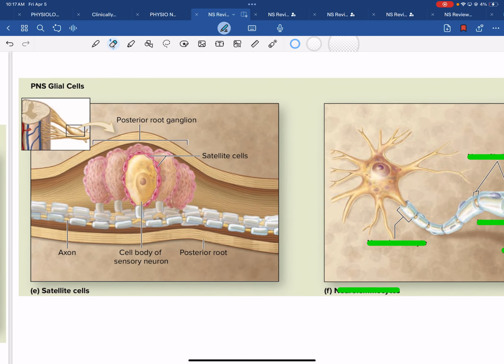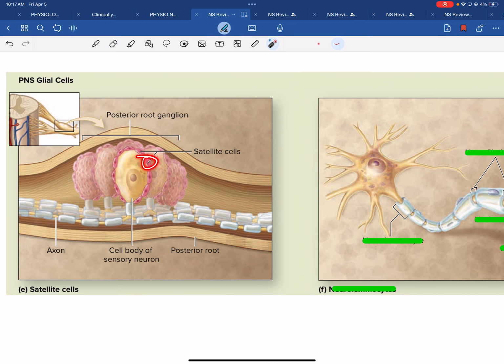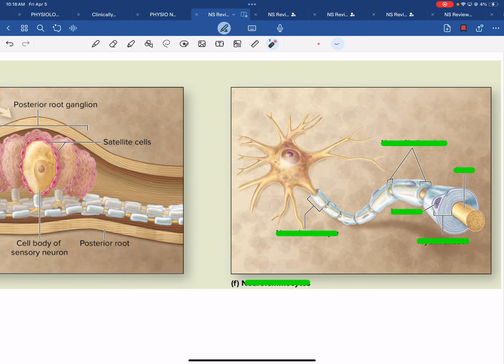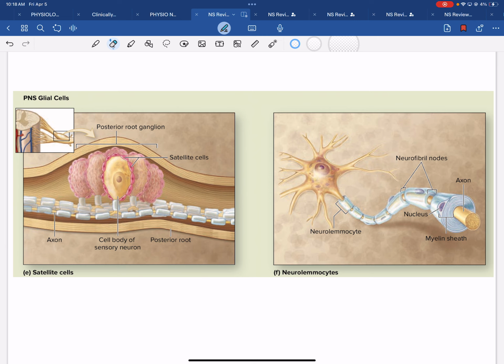What was the function of satellite cells? Support and protect. They regulate the exchange of nutrients and waste? Right, exactly. So they regulate the exchange of nutrients and waste between the neuron and the extracellular fluid. That sounds similar to which glial cell of the central nervous system? Astrocyte. Yes, so this is like the astrocyte of the PNS, and these are the oligodendrocytes of the PNS. So which cells are these? Neurolemmocytes. Good. We did most of those on the other slide. Function for neurolemmocyte?